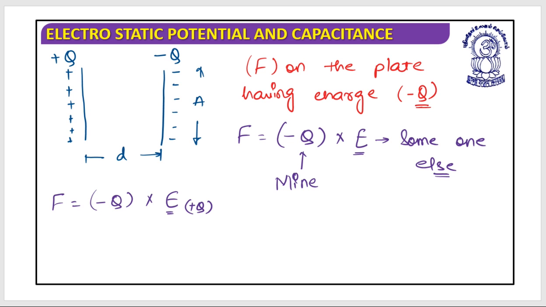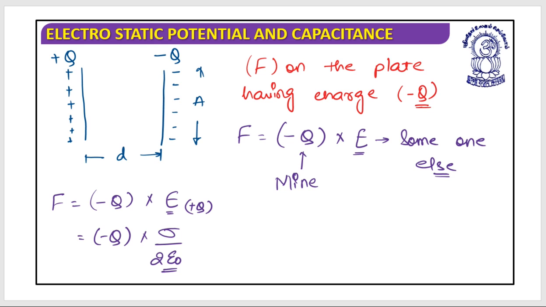This is a charge plate. Do not consider it as a point charge, and do not write kQ1Q2 by R square. No, it is not like that. It's a charge plate, so this is equal to minus Q, and the electric field due to this charge plate would be sigma by 2 epsilon naught. Have you remembered this? Yes, it is the electric field due to a charged non-conducting plate.